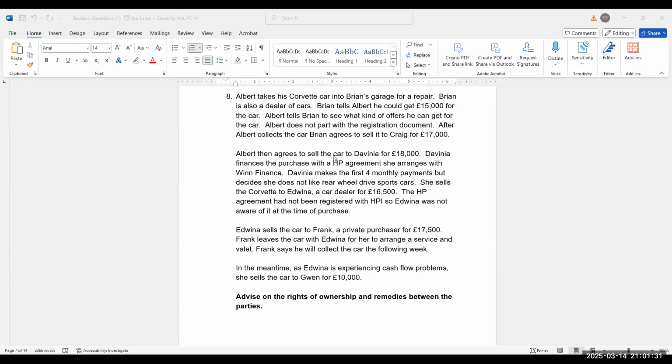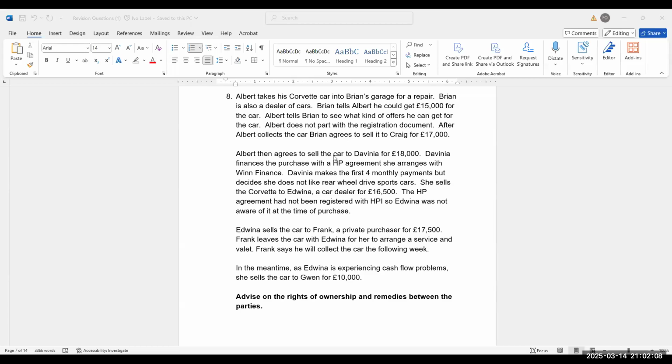In this case, she sold the car on to Edwina for 16,500. That's a good value. Davinia is not a dealer, but Edwina is. And remember, she's not a consumer, so this does not fall under the Consumer Rights Act. We have to go back to the SGA to think about what provision applies to selling by someone who is not the owner: Section 12. It's a condition under the Sale of Goods Act, and because she's not a consumer, she cannot benefit from the CRA.